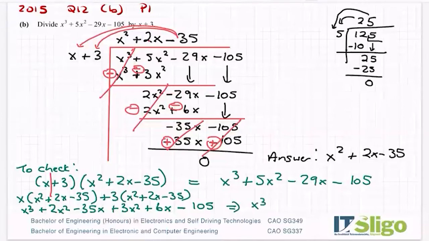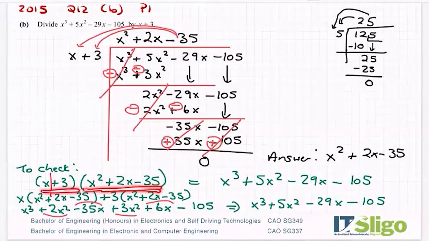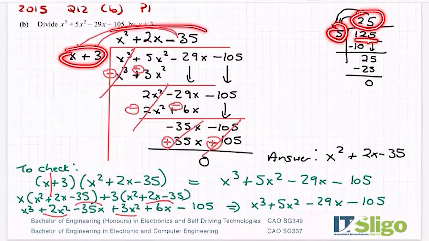I only have one x cubed term, so that's fine. I have a 2x squared and a 3x squared, so that's my 5x squared. I have a minus 35x plus 6x, so that is indeed minus 29x. And I just have one other number, minus 105. So that's what you've done. You've worked out the other factor, that when you multiply it by x plus 3, you get this. Just the same as 5 times 25 is 125, x plus 3 by x squared plus 2x minus 35 gives me this.